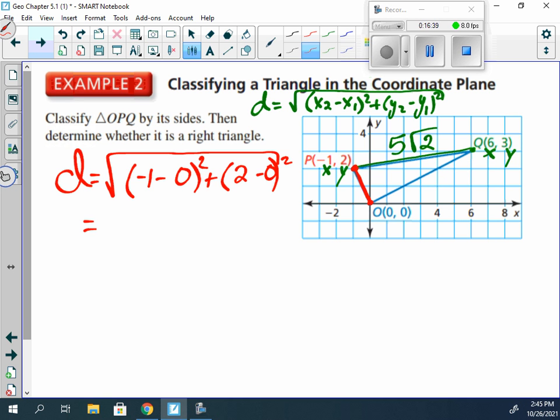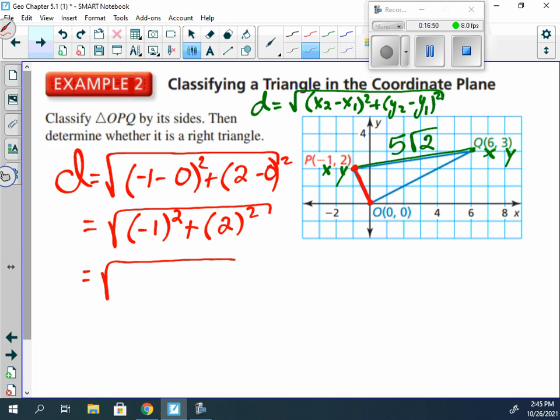If we did this by hand, well, -1 minus 0 is -1, 2 minus 0 is 2, well, -1 squared is 1, 2 squared is 4, and 1 plus 4 is 5. Well, the square root of 5 will not simplify. That's as simplified as it gets. So what are we missing now? The distance from O to Q.